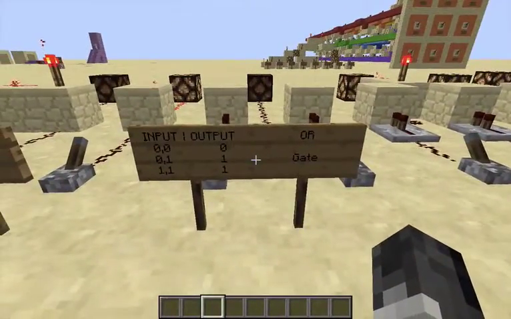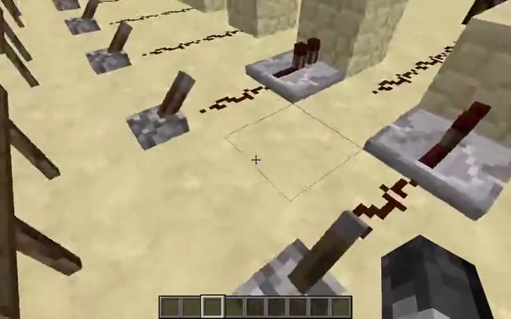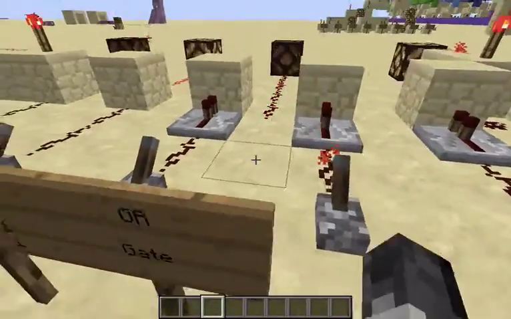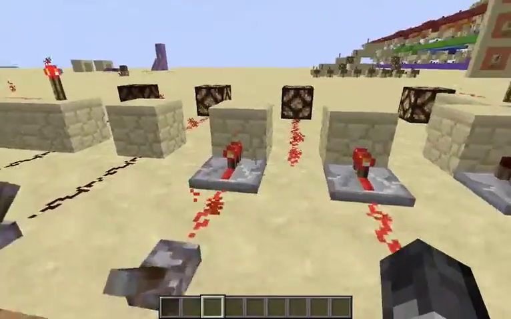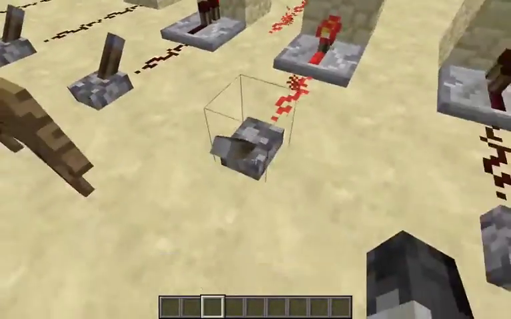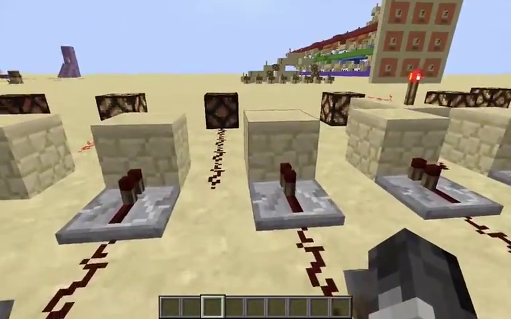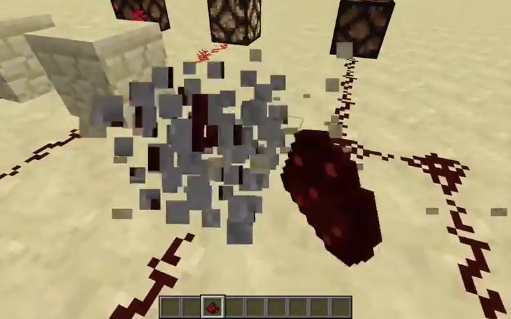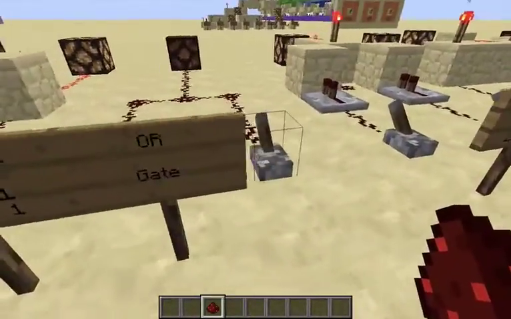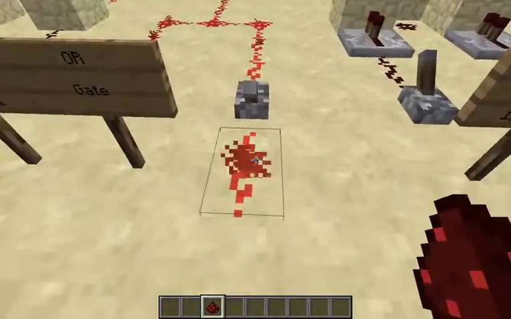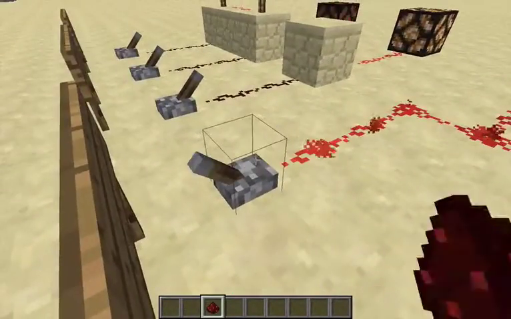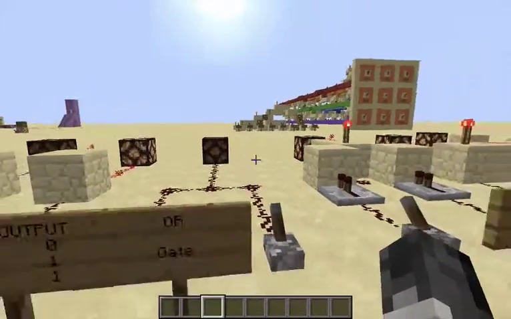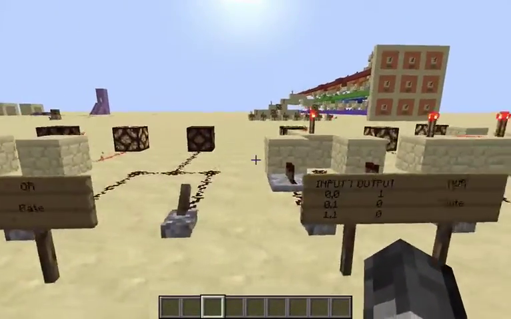Now, an OR gate will give an output of 0 if both are off, but if one is on, it will turn on. And also if both are on, it will also turn on. This may look a little bit complicated, but you can even just replace these with redstone and then keep doing that. And this is another example of an OR gate, except much simpler, but I like the look of the other one better. But this is basically an OR gate, and it's the normal redstone that you'd use, no repeaters, no torches needed.